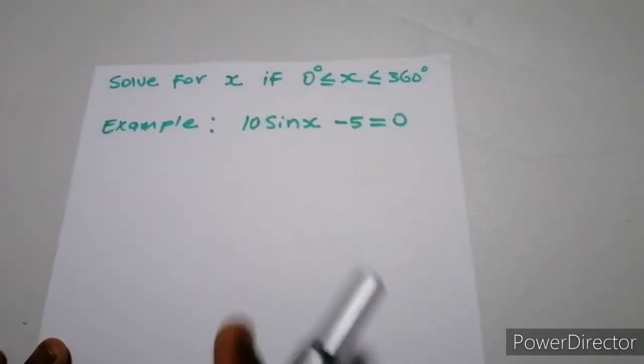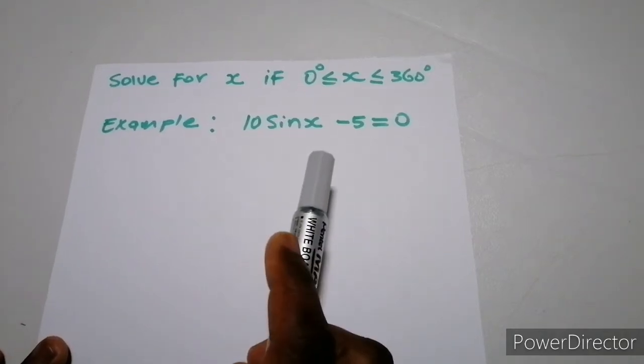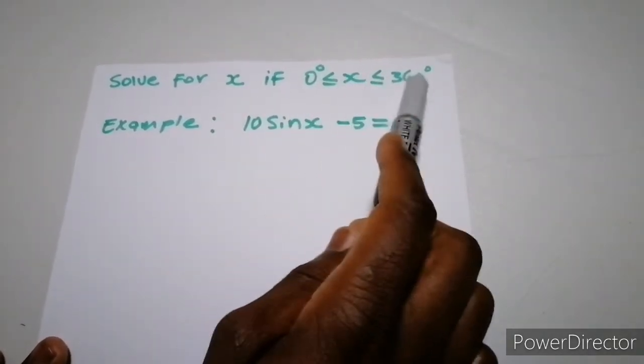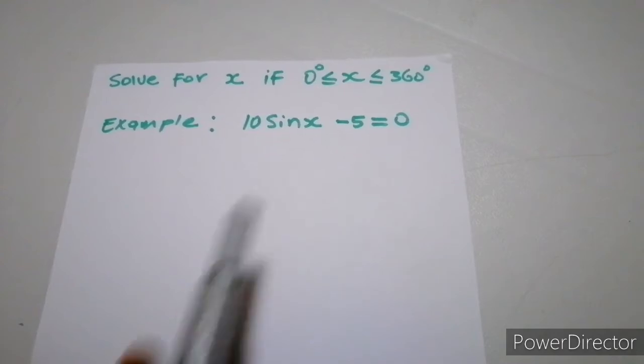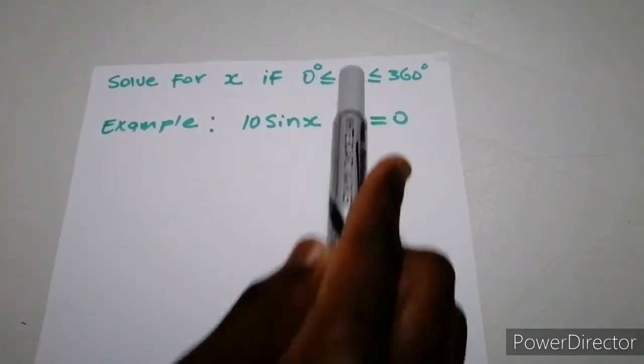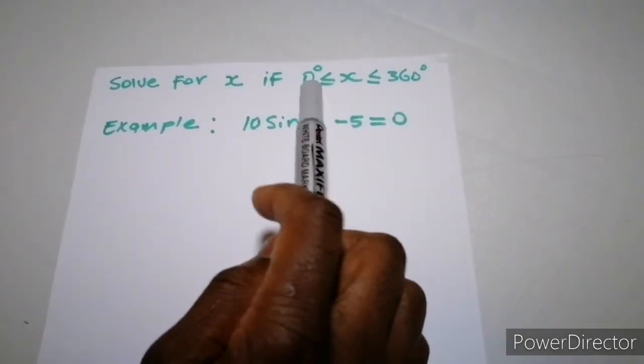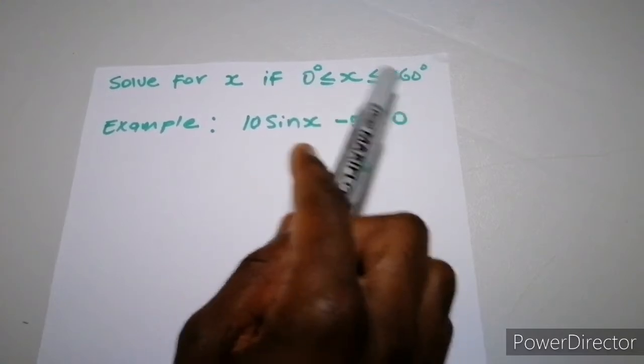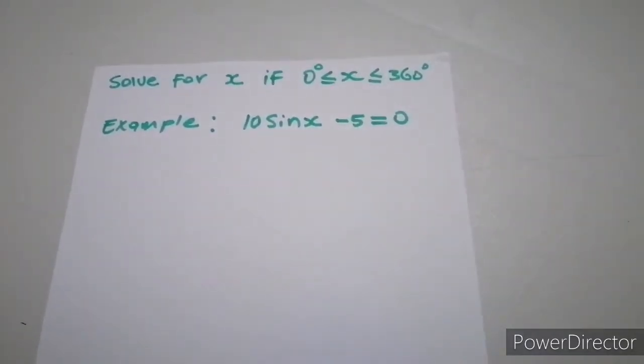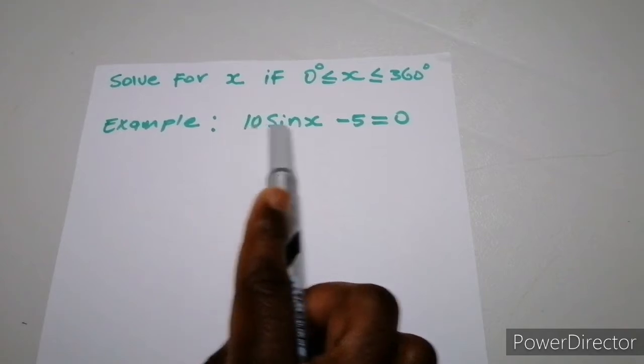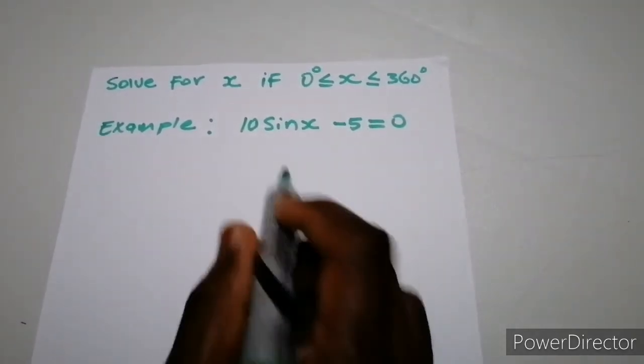Right, in grade 10 you learned how to solve angles, but not between 0 and 360. Now we're going to learn how to solve angles in other quadrants, starting from 0 degrees up to 360. Now here's the question. For example, solve for x. Right, you know what we're going to do.